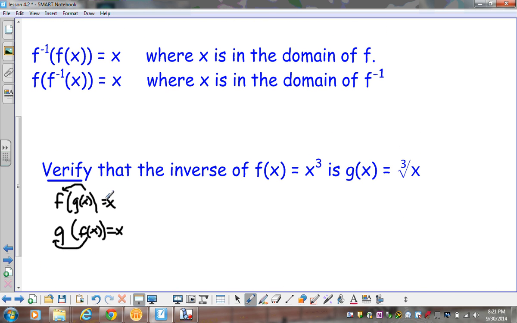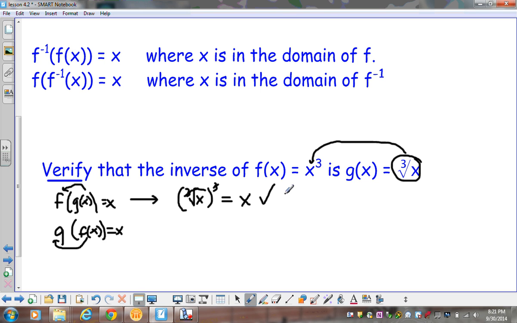So first, let's do f of g of x. That means, if you go back and remember, I'm going to take g of x and plug it anywhere I see x into f of x. So in the place of this x, I'm going to put the cubed root of x. So I've got the cubed root of x, cubed. All right, because there's my cube. Now, just like when I'm squaring a square root, those cancel each other out. Same thing here. A cubed root cancels out a cubed, which means I'm just left with x. That's what I want to see.